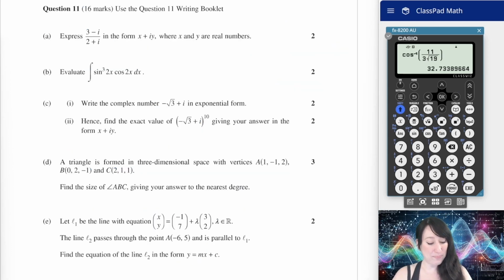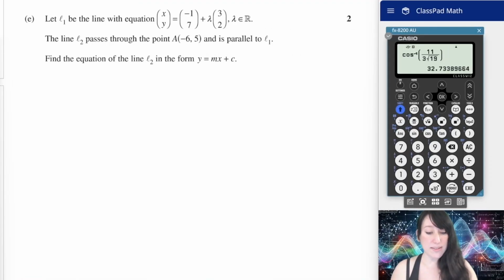Question 11e. Let L1 be the line with equation (x, y) equals (-1, 7) plus lambda times (3, 2), where lambda is a real number. The line L2 passes through the point A, (-6, 5), and is parallel to L1. Find the equation of line 2 in the form y equals mx plus c.